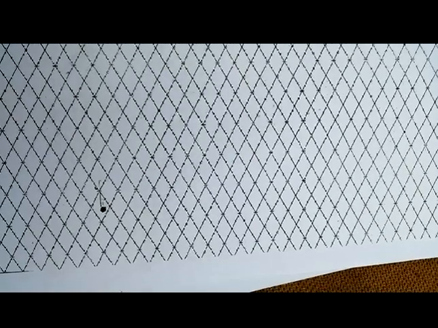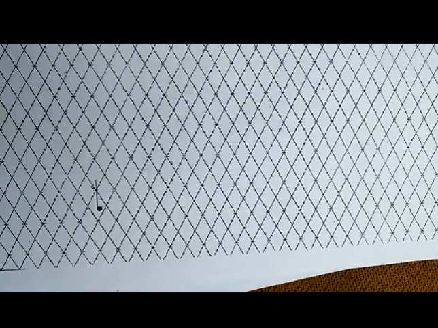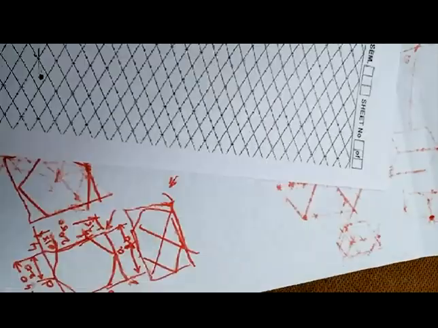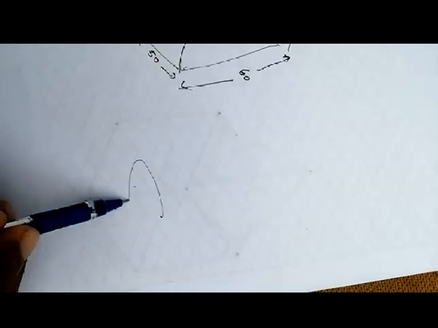Similar to the first problem, first identify which is the bottom object. I'm having a combination of cylinder and square prism. So first we have to start with the bottom object. The bottom object is a cylinder. We'll draw a rough diagram first.